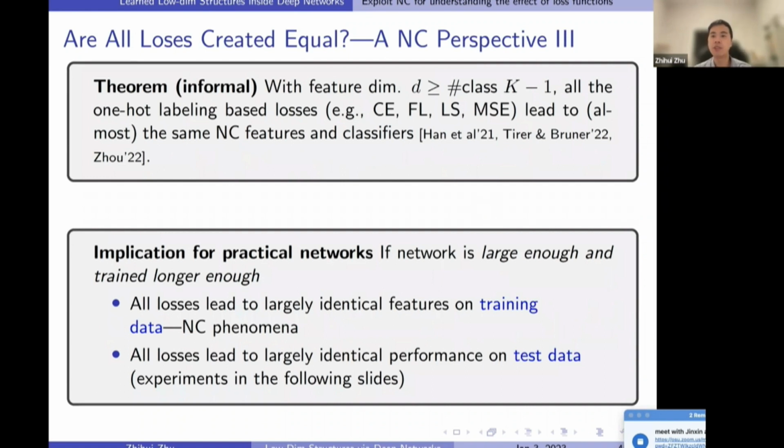Even though this result is established under the unconstrained feature models, it somehow implies that if the network is large enough and trained long enough, then we may get largely identical features on the training data points, the neural collapse phenomenon. Moreover, we will use experiments to verify that all these losses will lead to largely identical performance on the testing samples.